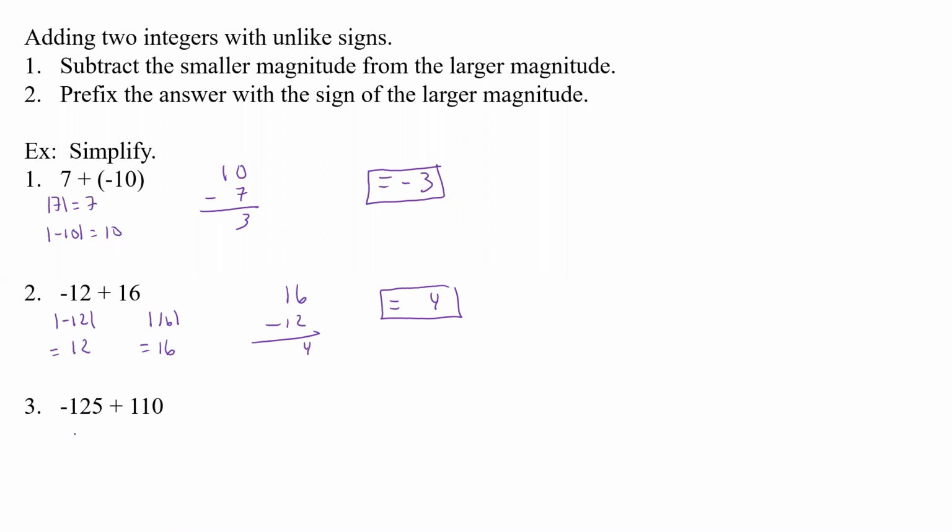Now the same thing goes here. Now let's not go ahead and write out the absolute value. Let's just think about this with just numbers. So we know the absolute value is just going to be 125, and the other absolute value is going to be 110. Which is bigger? Well, 125 is bigger. So we'll subtract off the smaller. So 5 minus 0 is 5, 2 minus 1 is 1. And so we get 15 as the magnitude, but what's our sign? Our sign is going to be negative because that was the larger magnitude prior to taking that absolute value. So that would give us a negative 15 for the answer.